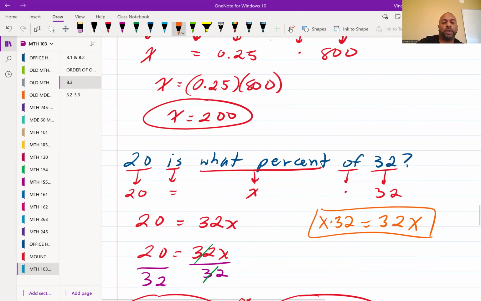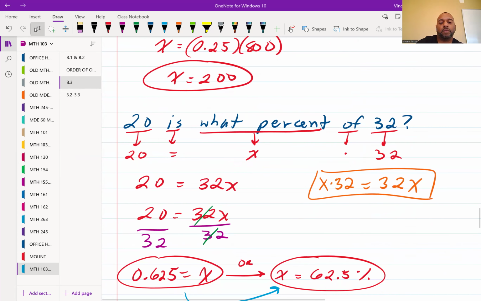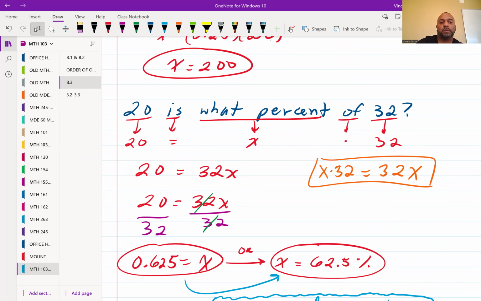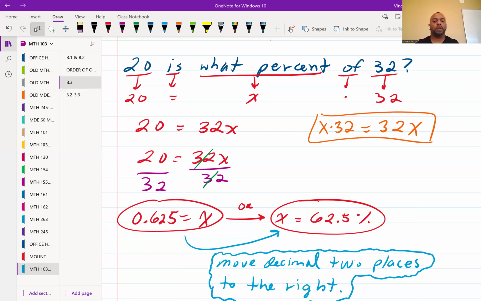All right, so we have 20 equal to 32x. Divide both sides by 32. 20 divided by 32 is 0.625. And WebAssign lets you know if they want the answer in percentage or not. Since this one said what percent, they may want your answer in percent. So if that's the case, remember to go from percent to decimal, move the decimal 2 places to the left. To go from decimal to percent, you move the decimal 2 places to the right. And that'd be 62.5%.